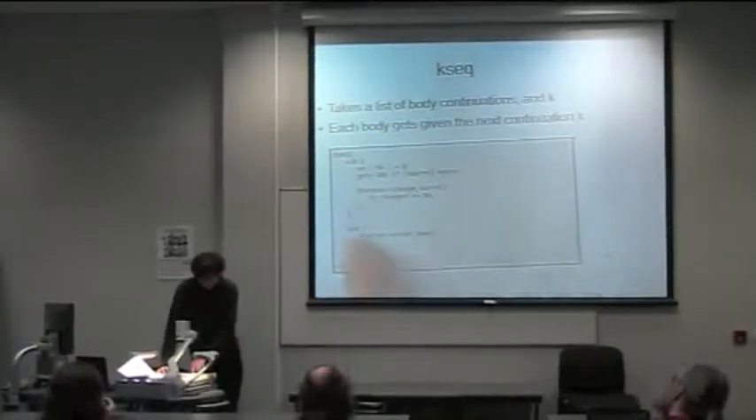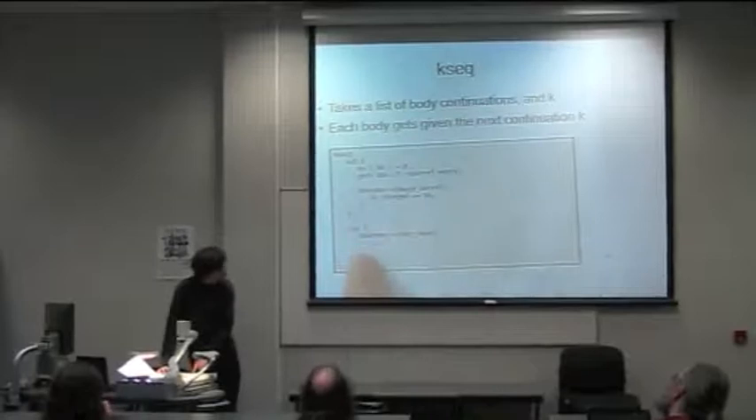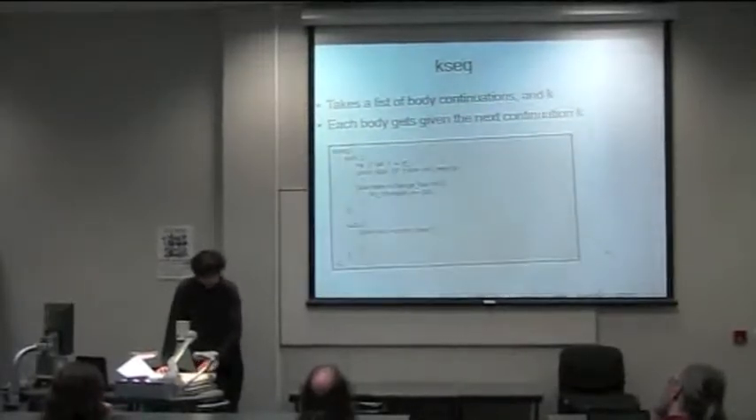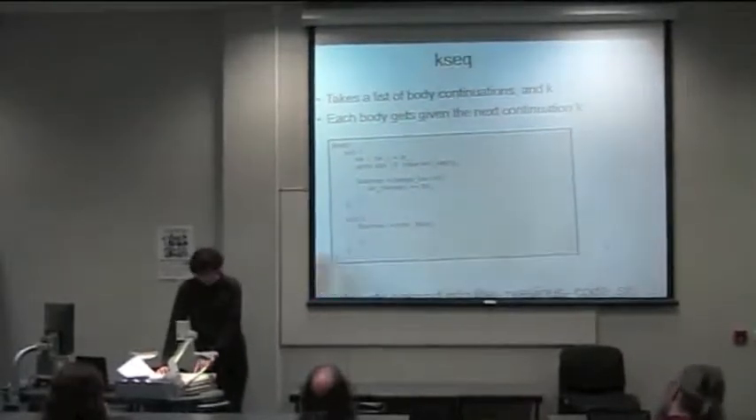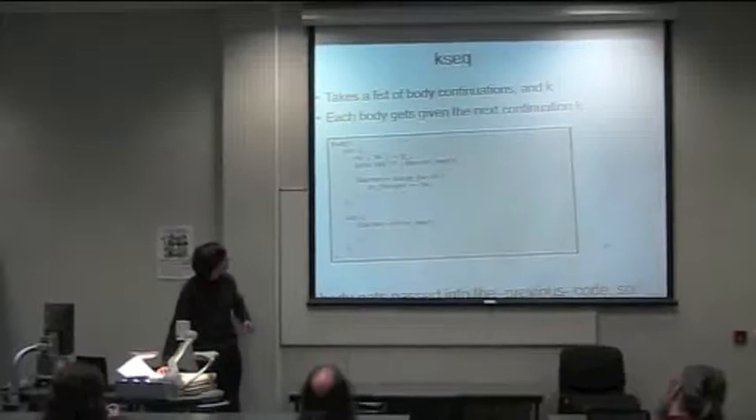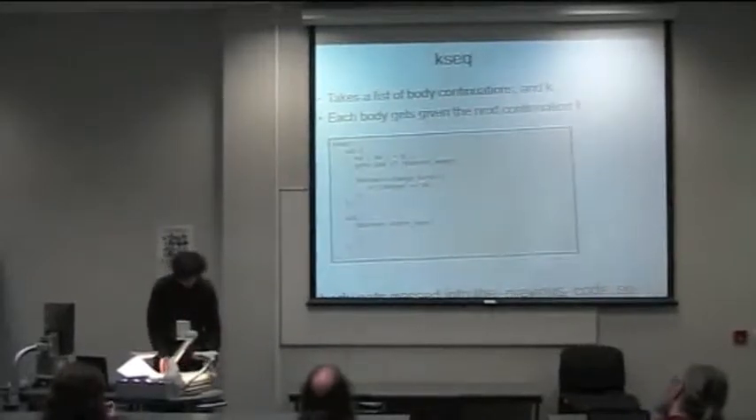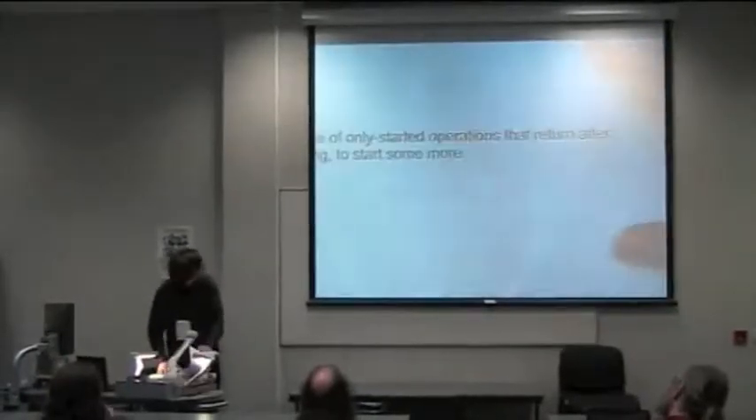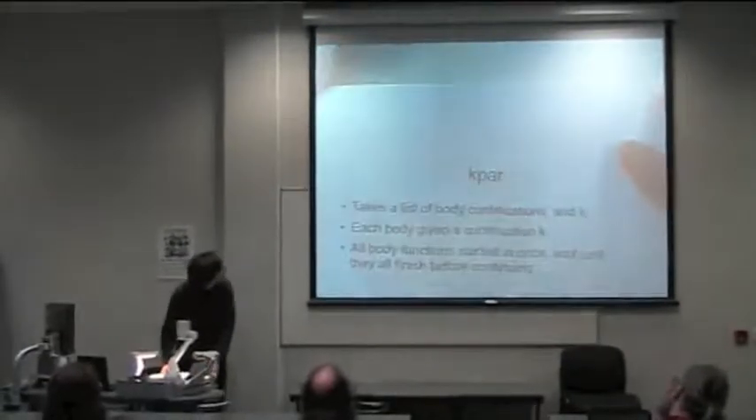We have a way of naming the thing we're going to do afterwards, so we can pass it around as our continuations. And you can write these things so they just keep going down as it is. So you can make this value. Which works.